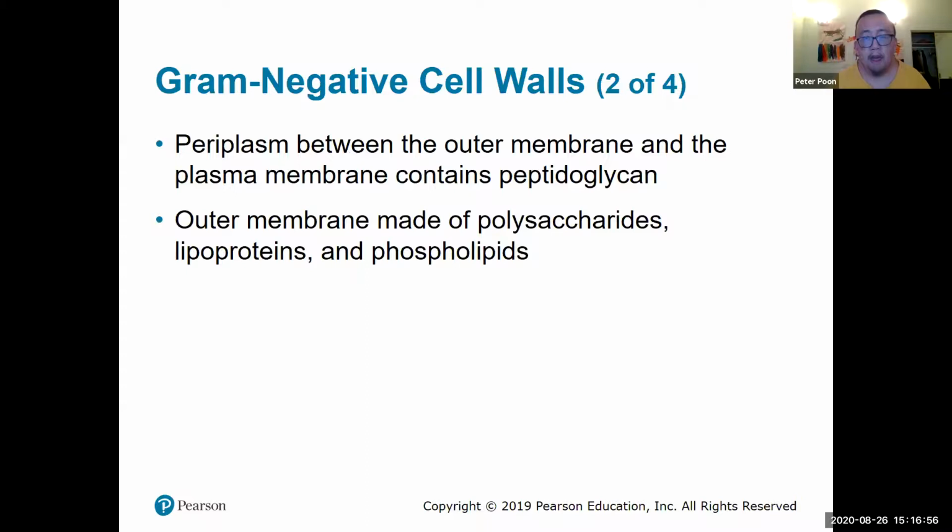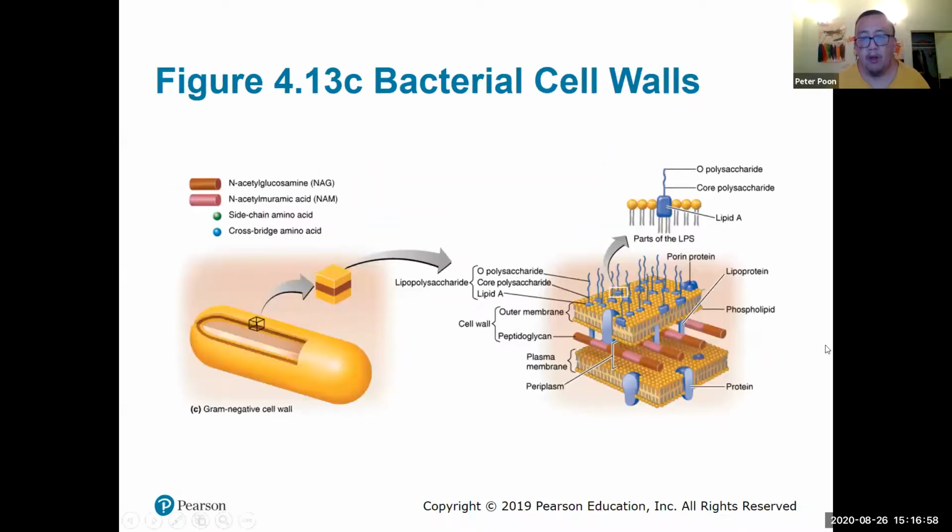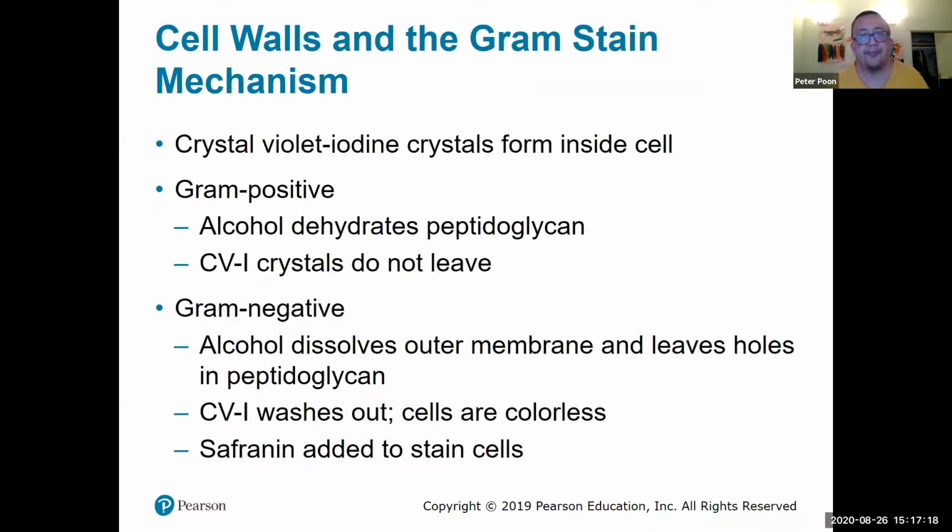A gram-negative cell wall is much thinner, but it has an outside layer made of lipoproteins and lipopolysaccharides, which is actually important because it's involved in the pathogenicity of gram-negative cells. One of the ways that you can tell a gram-positive cell wall and a gram-negative cell wall is the gram stain.